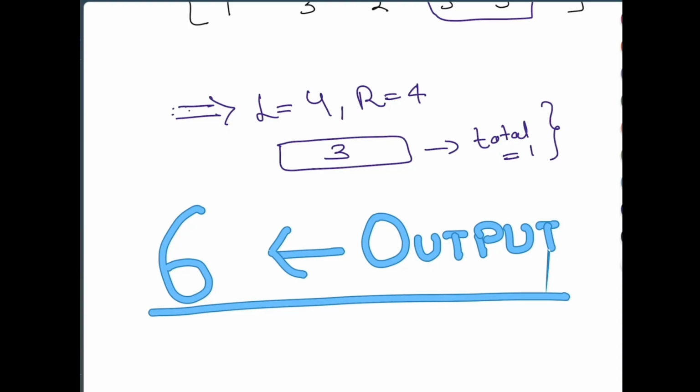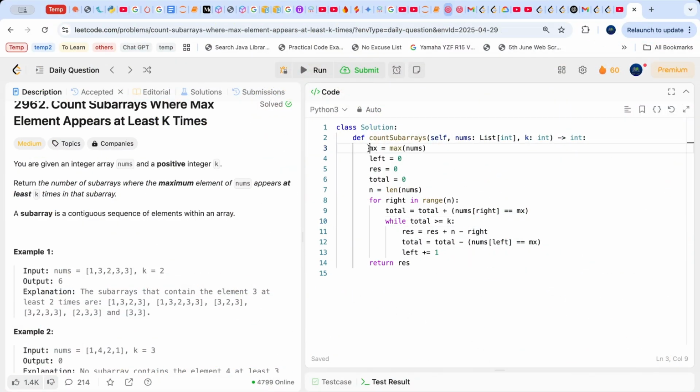So let me take you back to the code editor and show you how the Python code will look. We have just calculated the maximum value, which is mx, then the left index is 0, result is 0. Result is the variable where we are storing the number of subarrays. Then the total will be 0, that will store the number of times we have seen the value of mx, and then n is the length of the array.